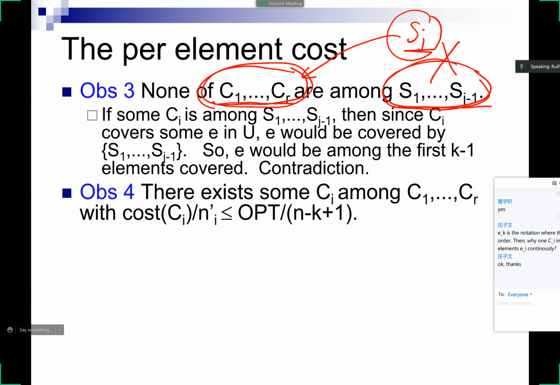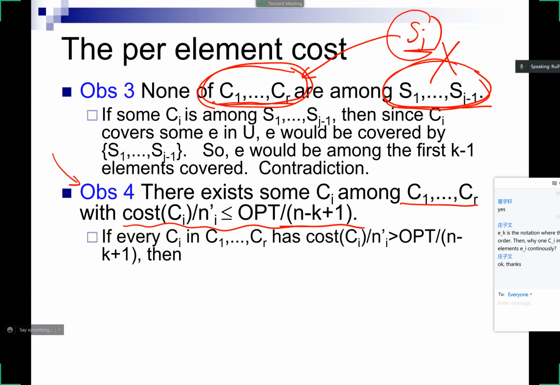Okay, so in fact, this is the fourth observation here, which is saying that one of these sets, C1 up to CR, at least one of these sets is pretty cheap. So how cheap? The cost of Ci divided by the number of elements from U that it covers is going to be at most opt divided by m minus k plus 1. Okay, that's what we're going to show.